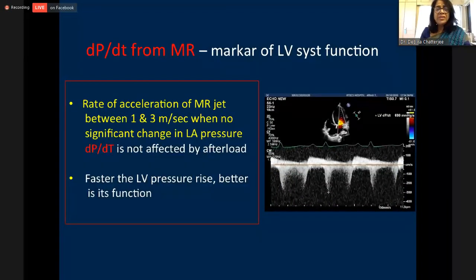Another underutilized method of assessment of LV systolic function is dP/dt from mitral regurgitation. This is basically the rate of acceleration of the mitral regurgitation jet from 1 meter per second to 3 meters per second. So it's in early systole, when there is no significant change in the LA pressure. The aortic valve is not yet open, so it is not affected by afterload. The faster the LV pressure rises, the better its function.